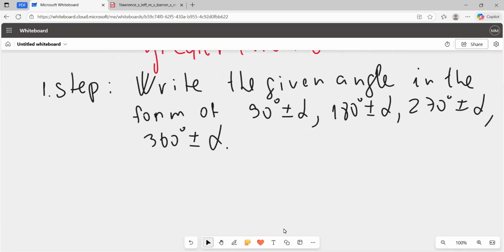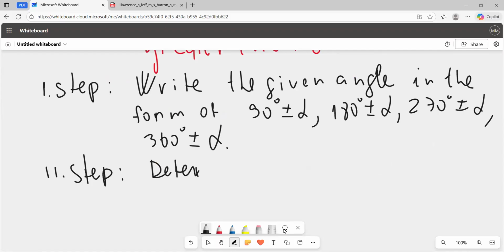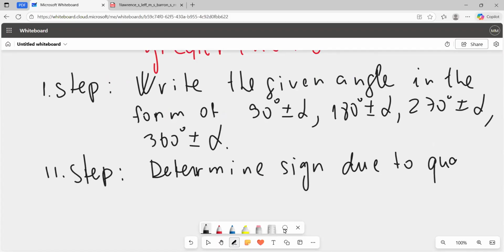Second step: determine the sign due to the quadrant of the angle.